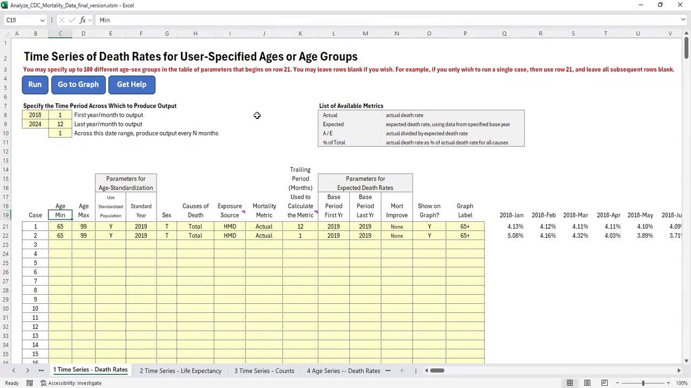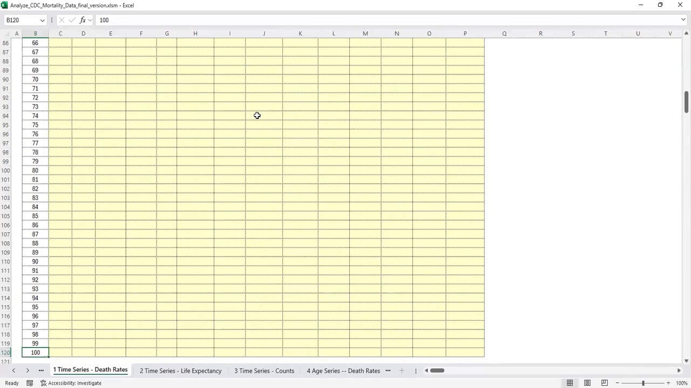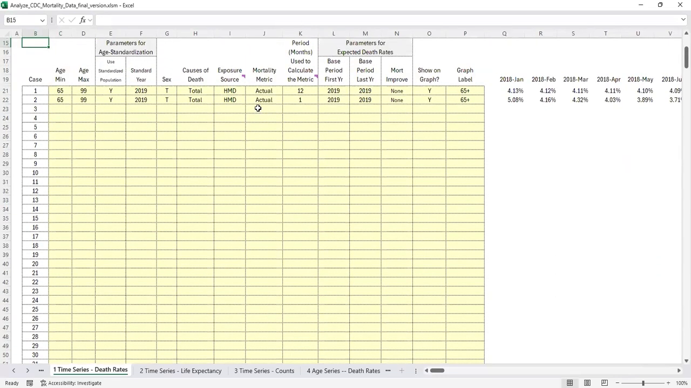Now we move down to the parameters that begin on row 21. We call these cases, and you can generate up to 100 cases in a single run. For the sake of simplicity, let's generate 2 cases. Each of these cases, we're going to focus on an age group rather than an individual age, but there's nothing stopping you from focusing on an individual age.